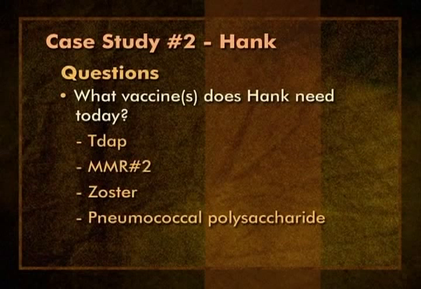Hank should receive a dose of Tdap today. Both brands of Tdap are now licensed for use in persons through 64, so Hank may receive a dose of either brand. A second dose of MMR would be indicated, even though Hank was born before 1957. Zoster and pneumococcal polysaccharide vaccines are also indicated.